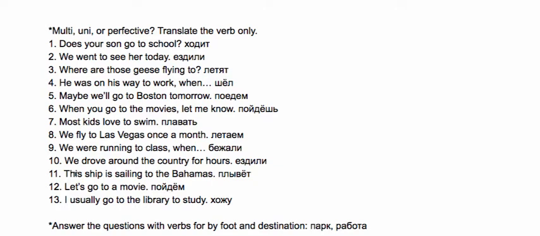We were running to class when... Here's another instance of a unidirectional, бежали. We were on our way when something happened, so we chose unidirectional. We drove around the country for hours. This doesn't have any particular direction or a particular goal, so we'll use multidirectional. This ship is sailing to the Bahamas. Плывет. It's on its way with some kind of goal, so unidirectional. Let's go to a movie. Пойдем. This sounds like a planned future event. And I usually go to the library to study. Хожу. This is a repeated action.